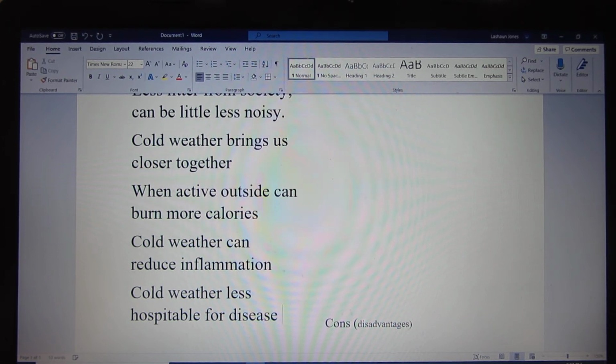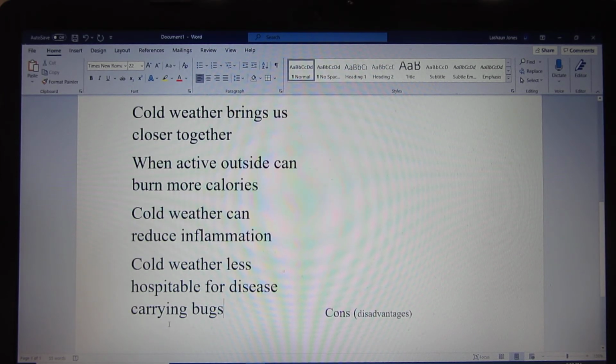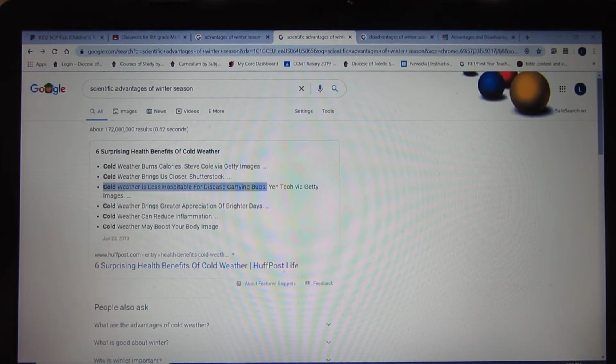That's how I spell disease. Disease-carrying bugs. So we might have to combine that with the other one. Maybe not though. We could probably word that a certain way so that it is a complete sentence. Like I could say, another benefit of the winter season is that there is less disease-carrying bugs because the weather's too cold for them to fly. Something like that. Okay. So let's see if we can get at least one or two more.